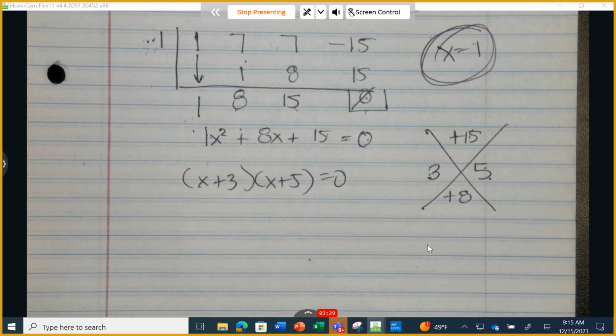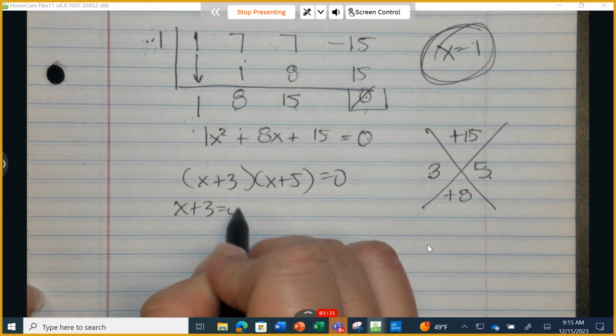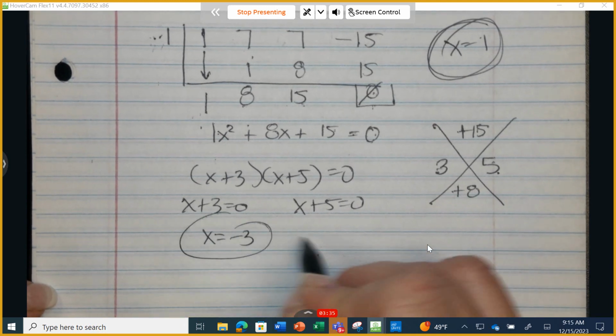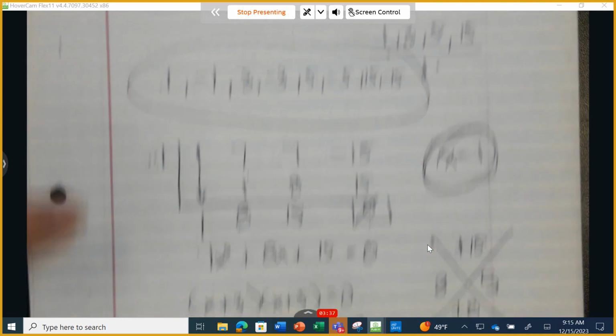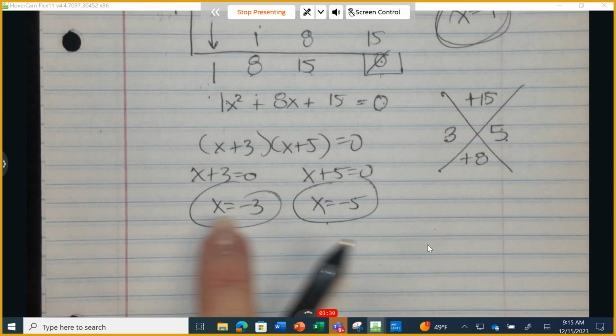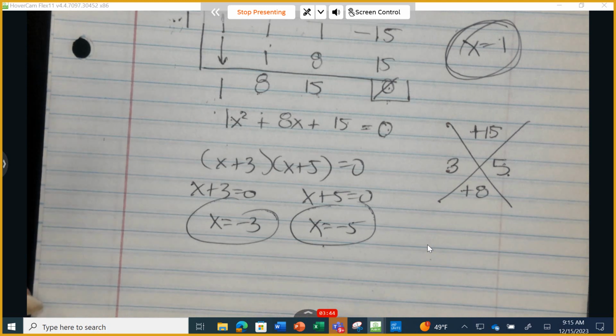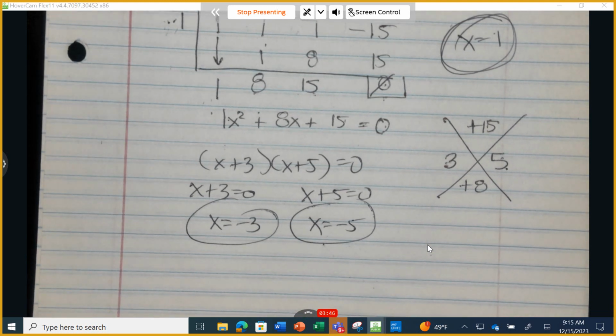Now I need to solve those. So I set each one of these equal to 0. Many of you can just do that in your head. And you get an answer of negative 3 and an answer of negative 5. I had 3 answers and I have found all 3. So these are my 3 answers. I've gone through 2 of the 5 questions.